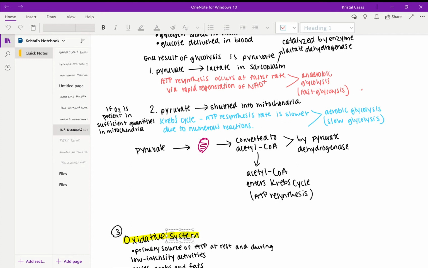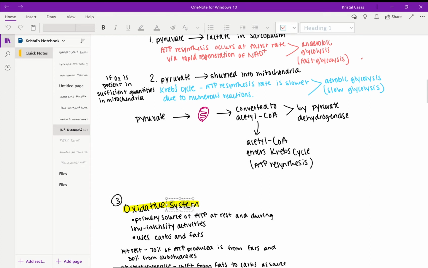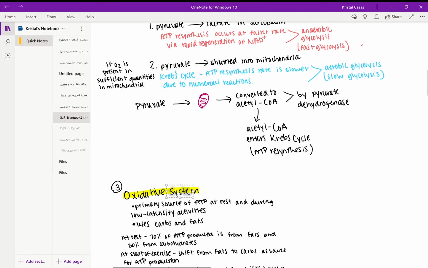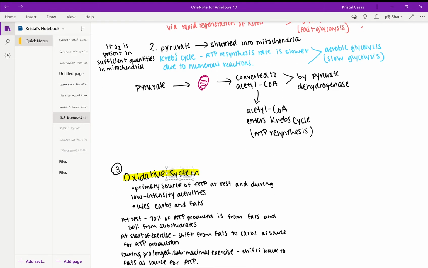Now, if O2, oxygen, is present in sufficient quantities in the mitochondria, then pyruvate will be taken into the mitochondria, where it will then go into the Krebs cycle. And this rate is slower. So this is what we call aerobic glycolysis, slow glycolysis. So then we see the pyruvate go to the mitochondria, it's converted into acetyl-CoA, and then from acetyl-CoA it enters the Krebs cycle. This is where ATP synthesis happens.